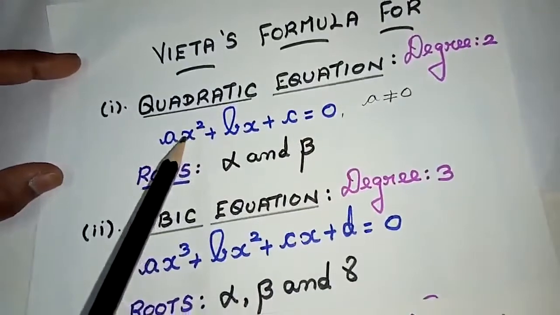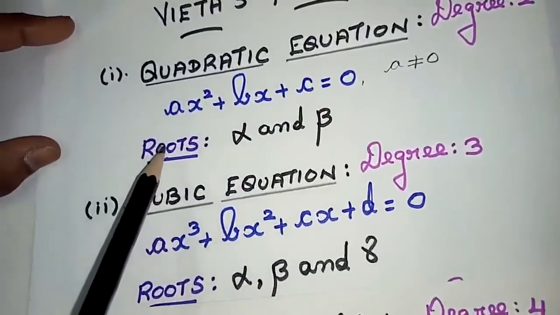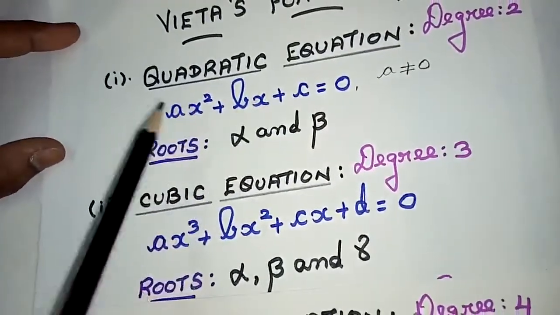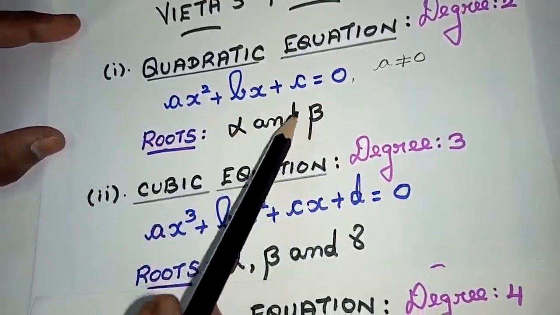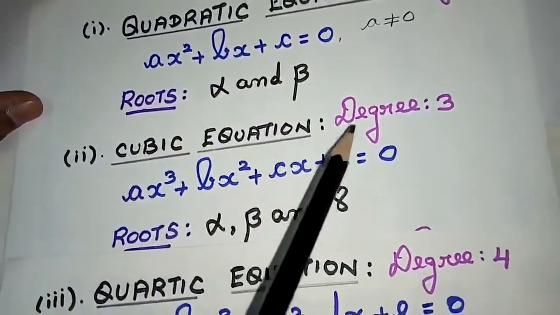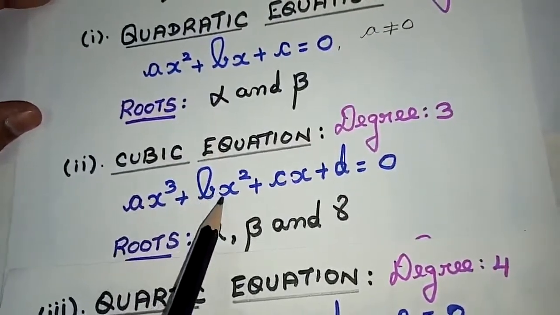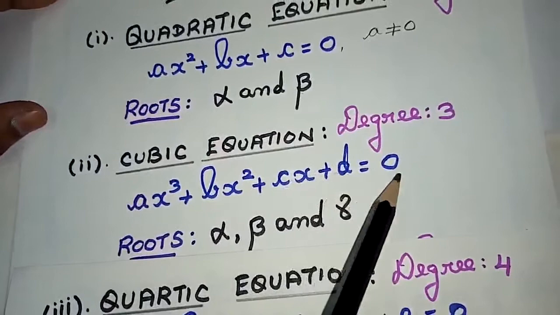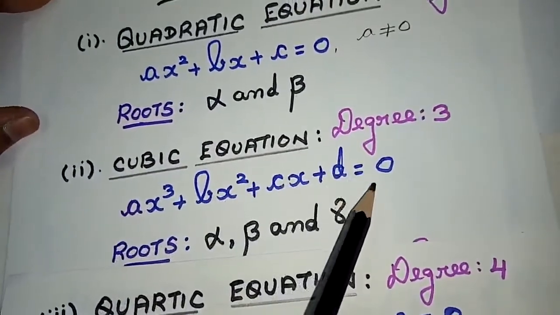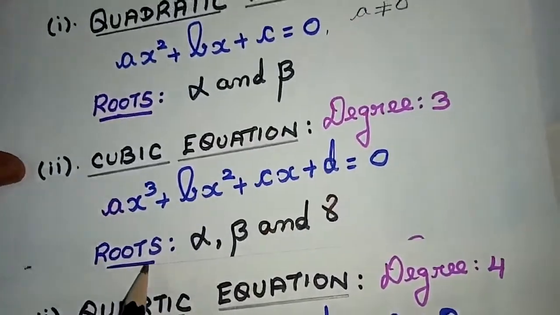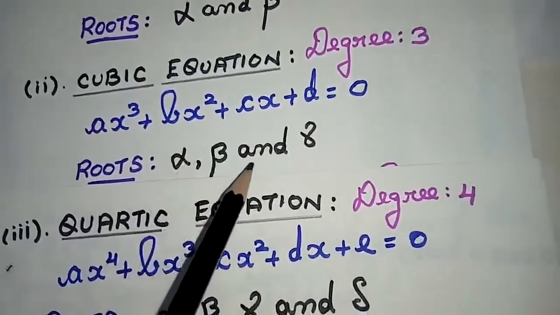So definitely I am going to get two answers. Those two answers are called roots. I don't know what answer I am going to get for this equation, so I am going to assume these roots as alpha and beta. Similarly, for a cubic equation, cubic means degree 3, ax cube plus bx square plus cx plus d equal to 0. That is x cube, x square, x, constant equal to 0. The roots are alpha, beta and gamma, because I am going to get three answers here.